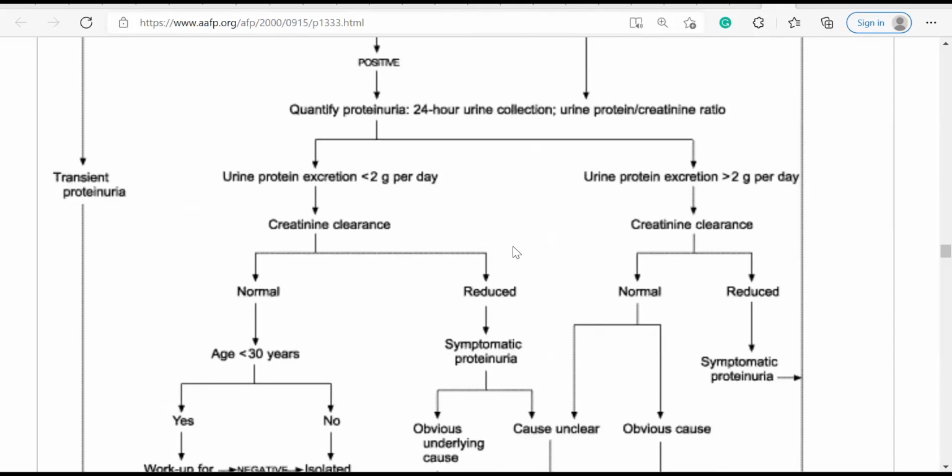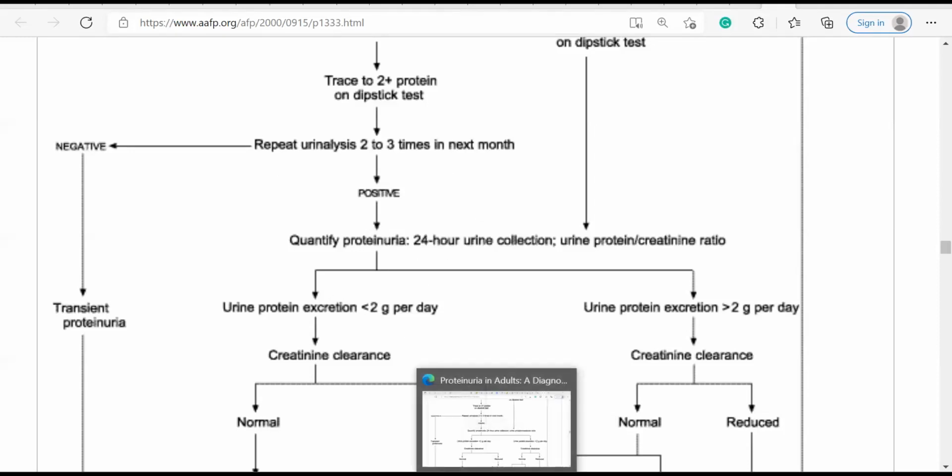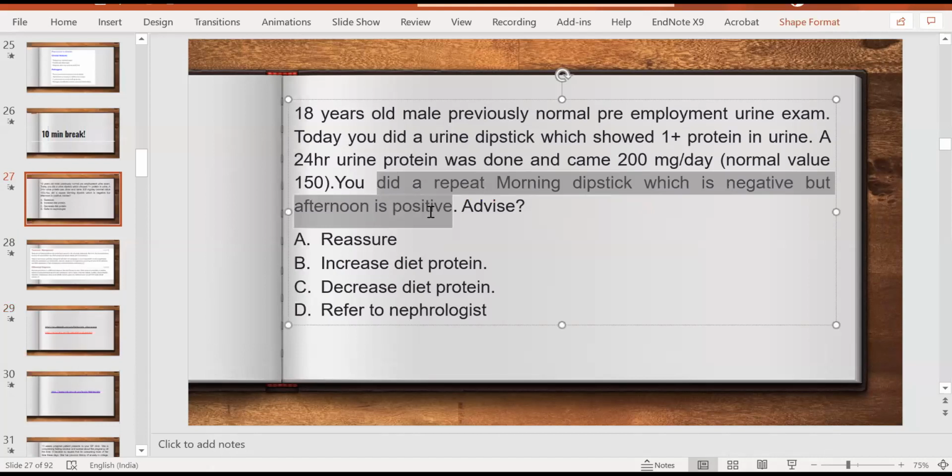Okay, so this is exactly what you need to remember. It's very important. You get 1 or 2+ protein on dipstick, immediately you start doing all the investigation. That's not right. Okay, you do a repeat test first, confirm it, then you do all other investigations. So for this patient, we already did everything, and you can see in here, this is an orthostatic proteinuria. You can just reassure the patient, nothing else. You don't need to do anything. Clear?